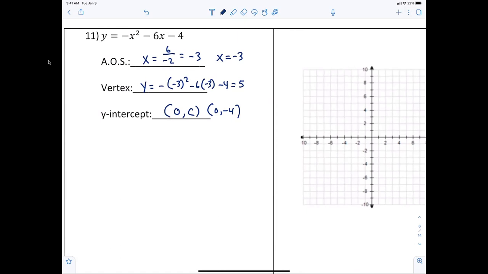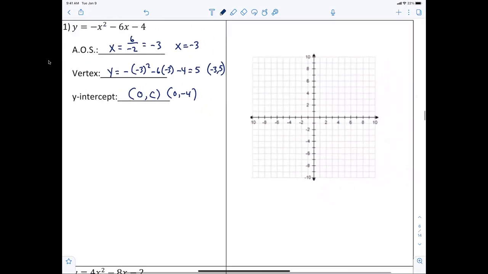So now we know our vertex is what? -3, comma 5. All right, so now here we go. Graphing x equals -3. Then we graph -3, 5. Axis of symmetry, 0, -4. Now, how far away am I from the axis of symmetry? 3. So I just count over 3.